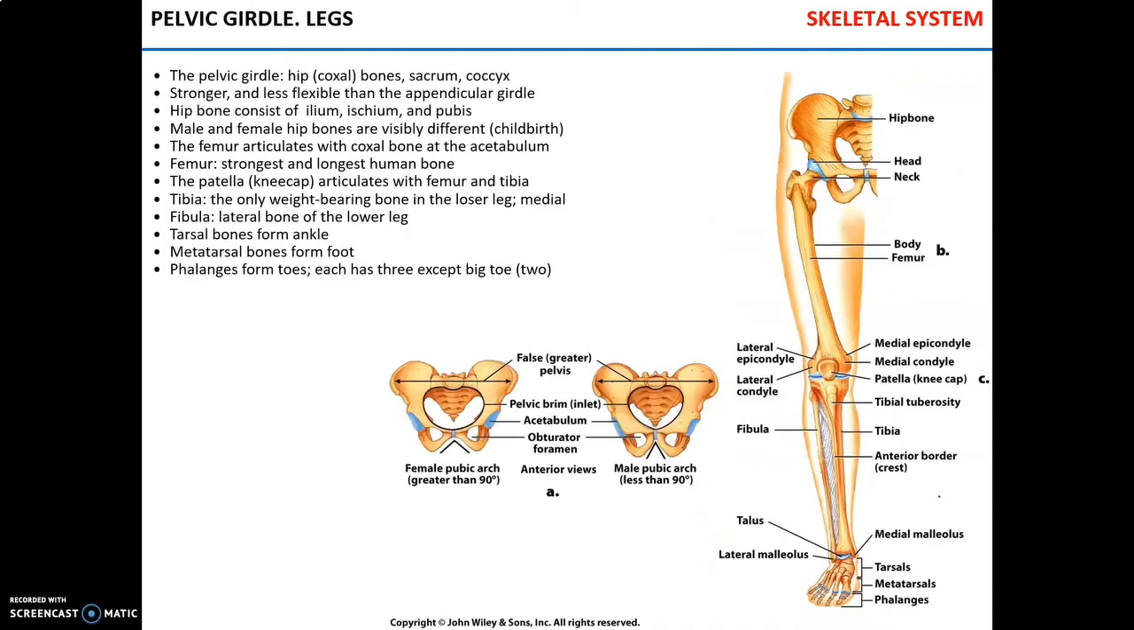Pelvic girdle consists of the sacrum and pelvic bone. Coxal bones are less flexible. Well, generally, pelvic girdle is less flexible than the pectoral girdle. That should be pectoral.